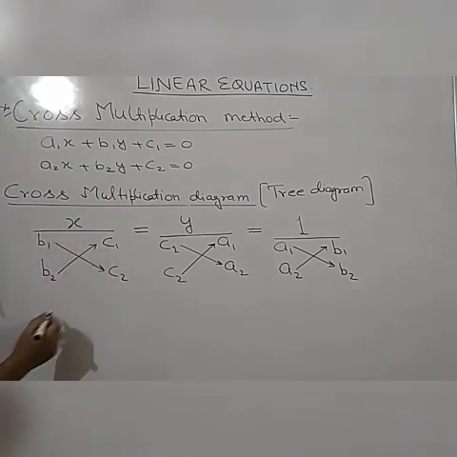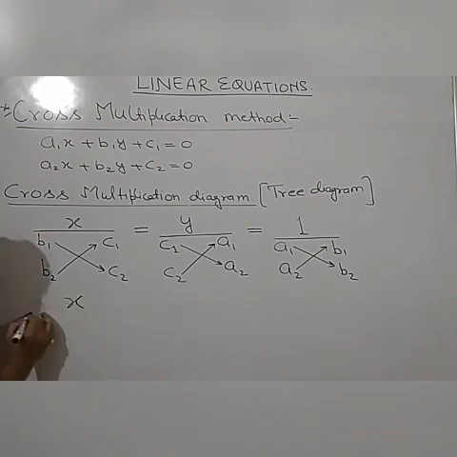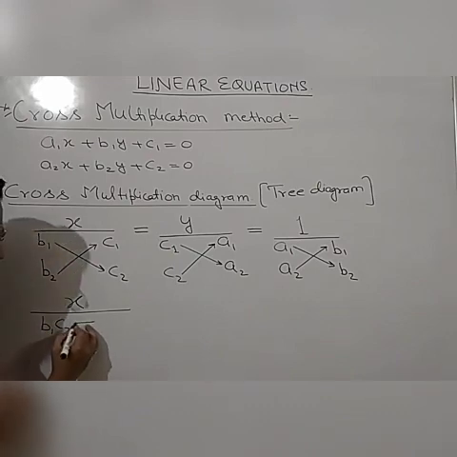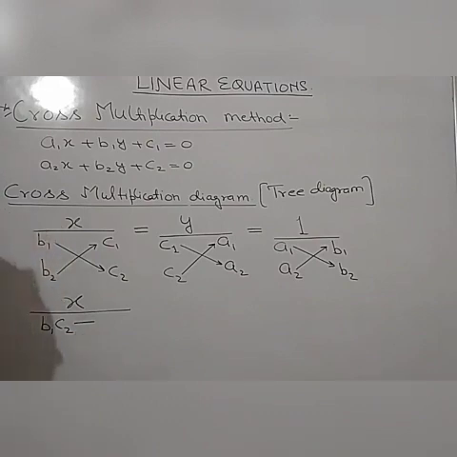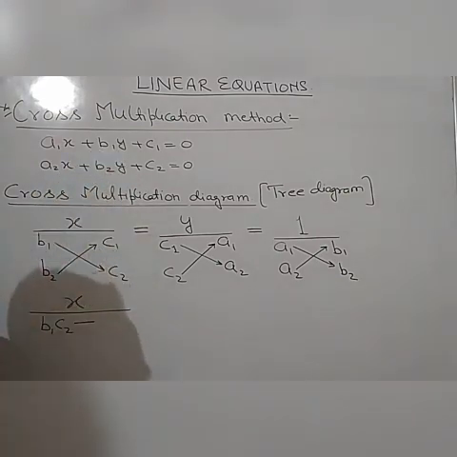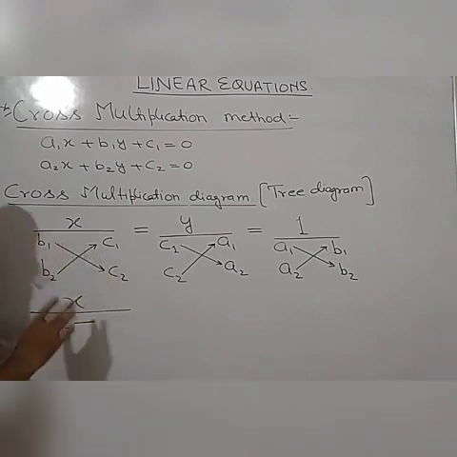I am next writing this term. It will be x upon, then we multiply b1 with c2. It will become b1 c2. Now a minus sign is used in between. And there is a common mistake made by students. Whenever the coefficient of x and y is negative, there are a lot of mistakes in the question. So please remember this thing.